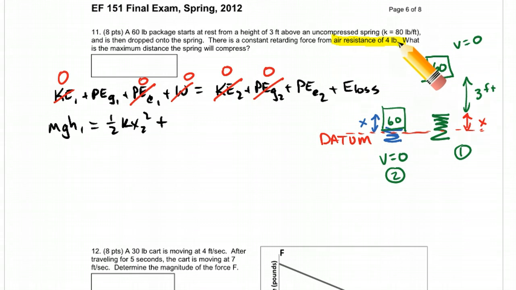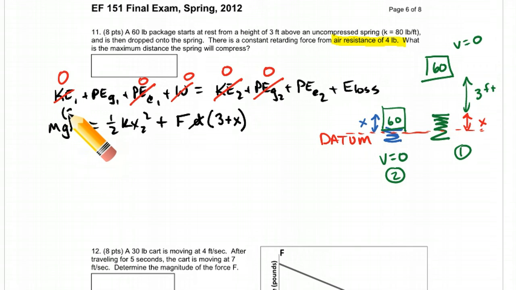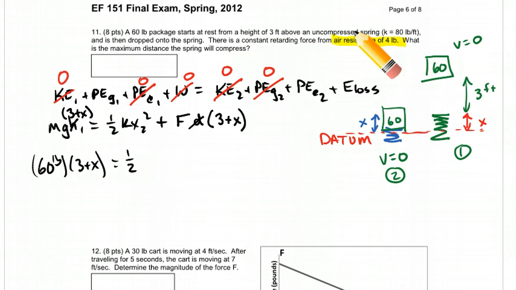That's going to be the loss by air resistance. We know the force, so that's going to be times a distance. That distance is going to be 3 plus x. To get everything in terms of x, this height is going to be 3 plus x. That's the key to the problem, getting this equation set up correctly right here. mg is the weight of the box, so that's going to be our 60 pounds times 3 plus x. It's going to be 1/2 k, 80 pounds per foot, and x squared, our compression of the spring, is our unknown.